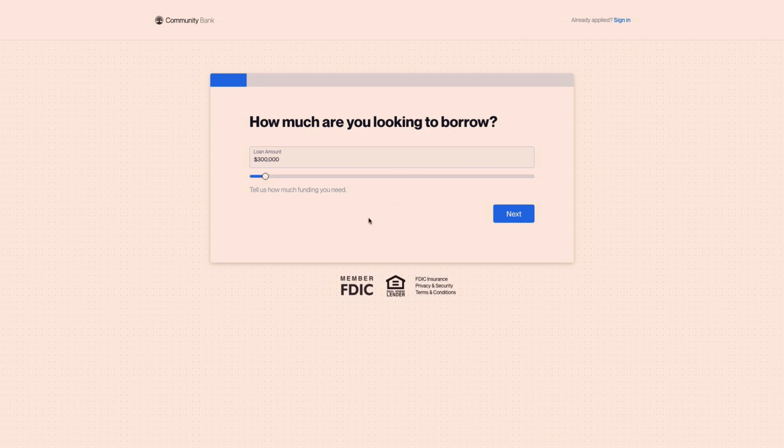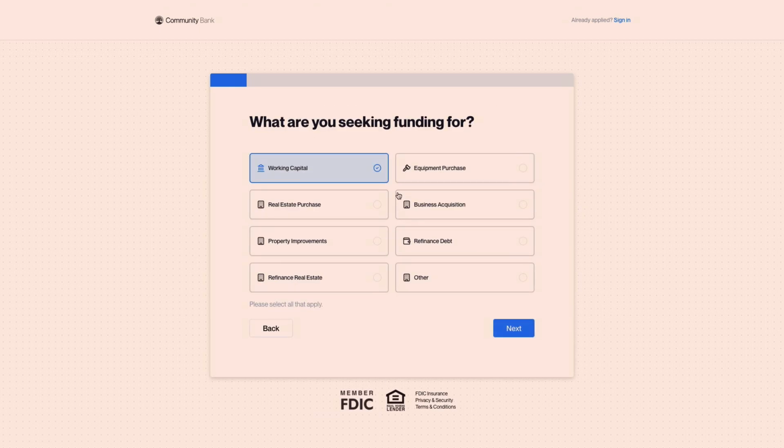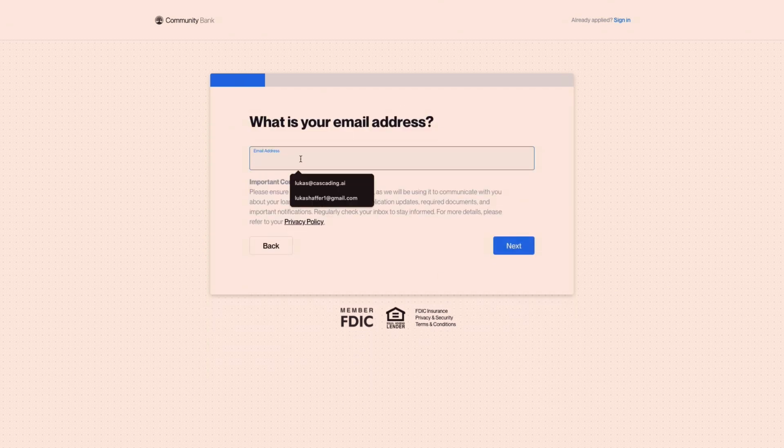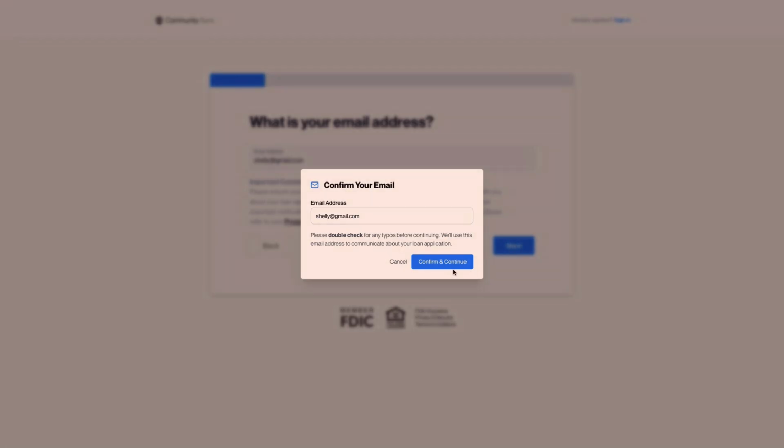Our journey starts with our application form. We're going to be applying as an applicant named Shelly. Shelly is looking for a $300,000 loan for some working capital and an equipment purchase. Shelly's email is shelly@gmail.com. Confirm that.